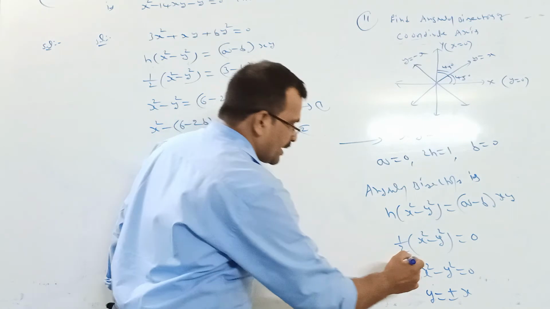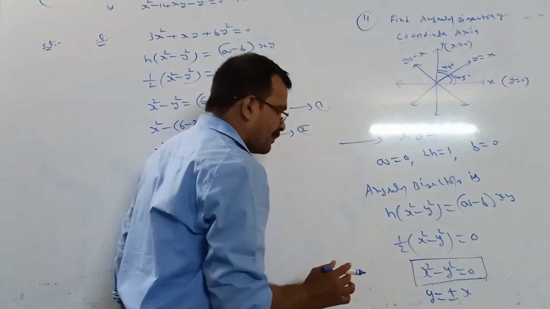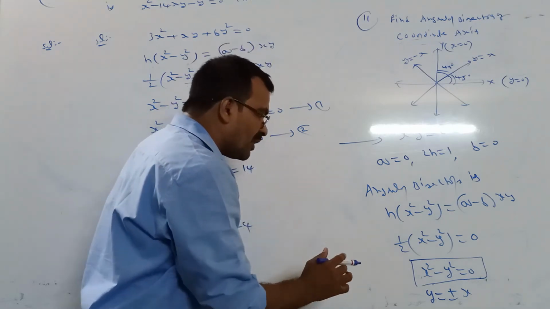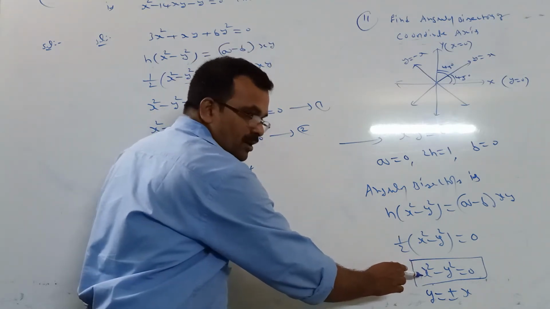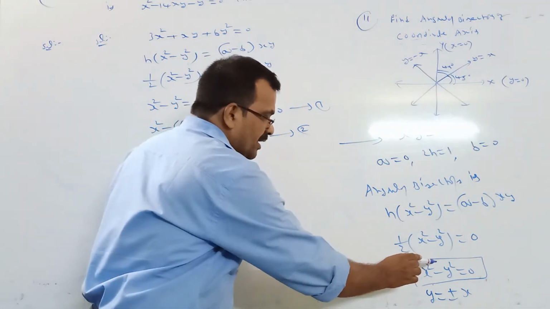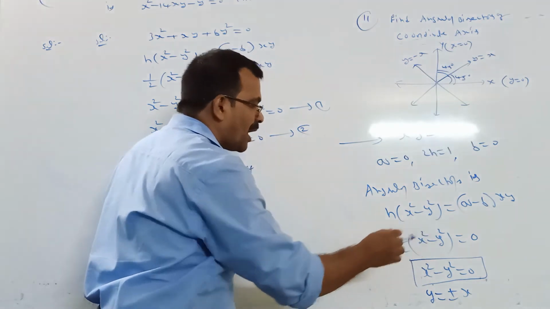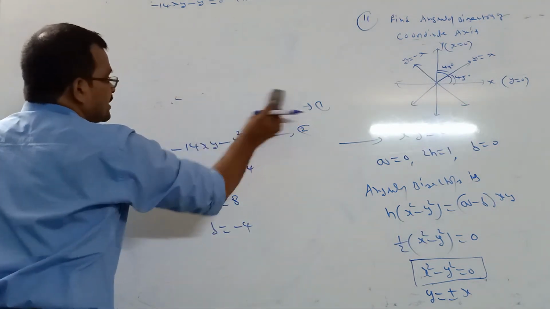If you observe this pair of lines, the pair of lines which bisect the given pair of lines equally inclined, in the equation the xy term is not there. That means h equal to 0. And the coefficient of x square and coefficient of y square always have opposite signs. So here I state one statement.